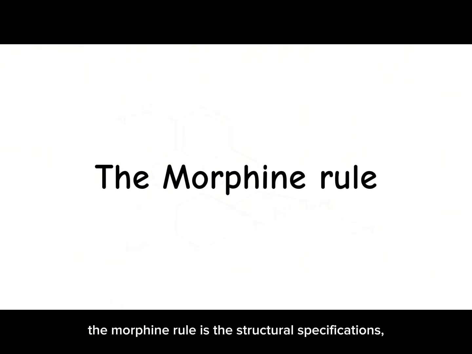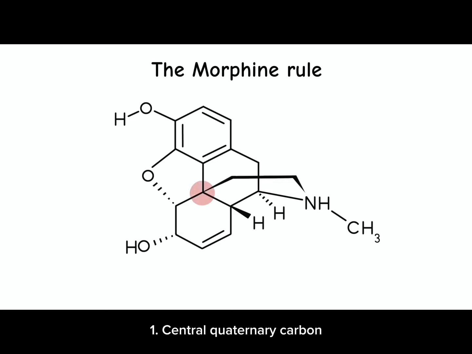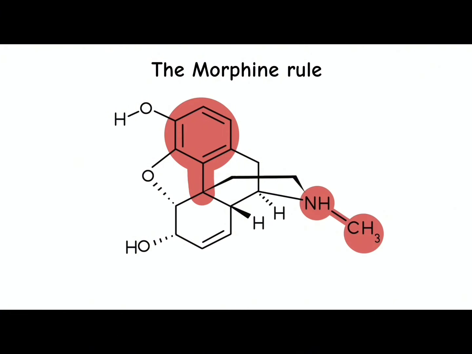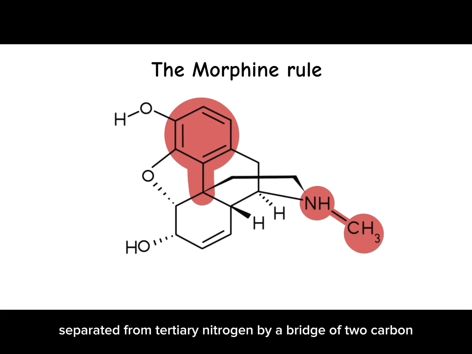The morphine rule is the structural specifications that, when we find them in a drug, help us to know that it is an opioid analgesic: a central quaternary carbon, a phenyl group attached to the quaternary carbon, a tertiary nitrogen with a small alkyl substituent, and the quaternary carbon separated from the tertiary nitrogen by a bridge of 2 carbons.